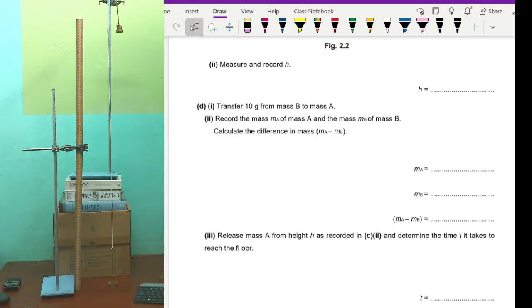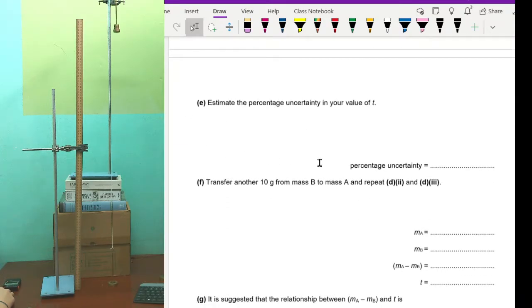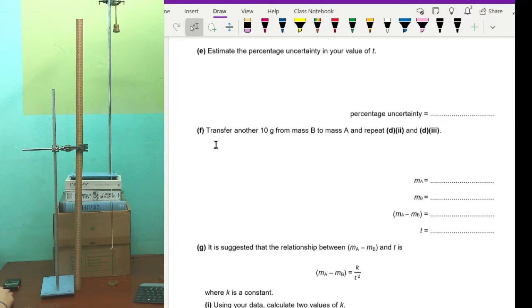Okay. Do you want 4 readings? No lah, I think 3 is enough already. So you know what to do, okay? So this time, when you release, you know lah, okay? You have to estimate the percentage uncertainty for your value of T. And now at this part F4, we are going to transfer another 10 gram from mass B to A and repeat the steps again. All right.